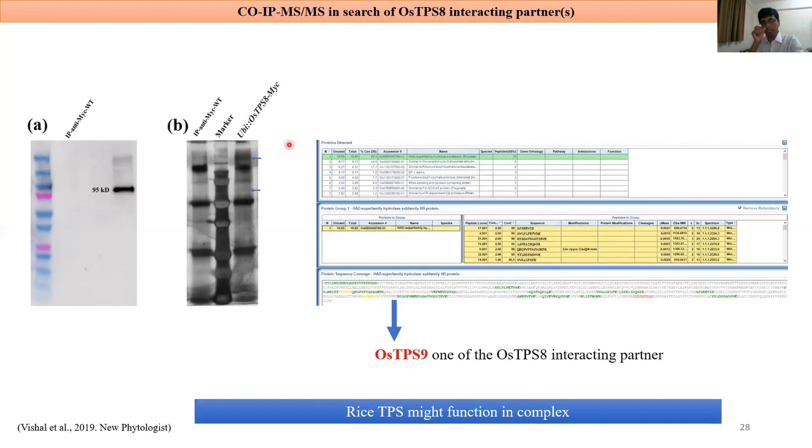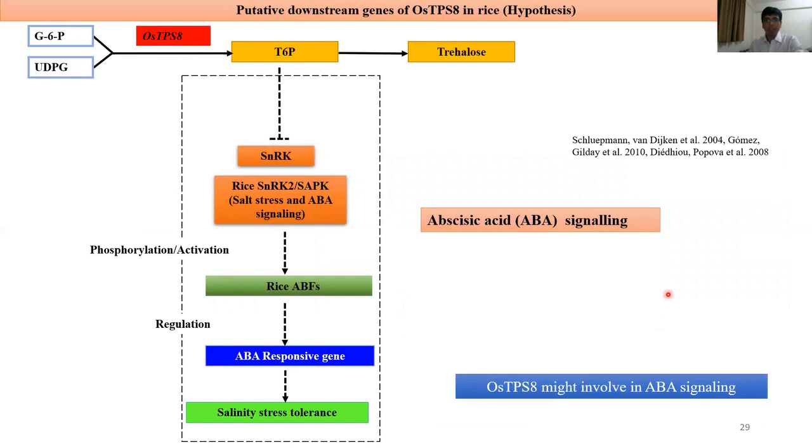And then subsequently, the LC-MS/MS result gave us one of the candidates, OsTPS9, that is an interacting partner of the OsTPS8. So this result suggests that rice TPS8 might function in a complex. But this result did not give us any other candidate other than TPS. So we did some literature study that suggests the involvement of the phytohormone signaling pathway downstream to TPS8.